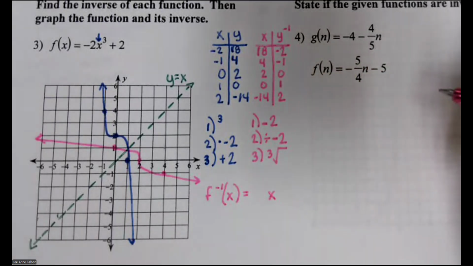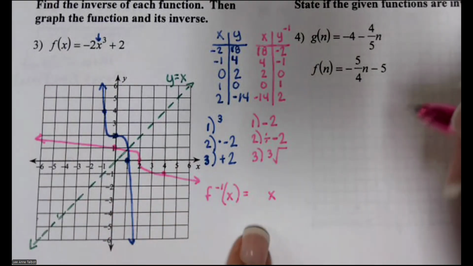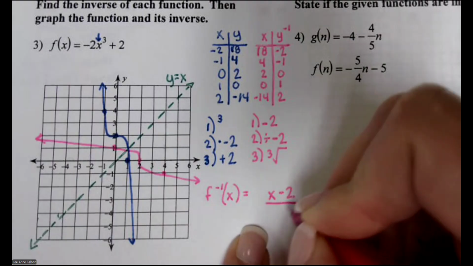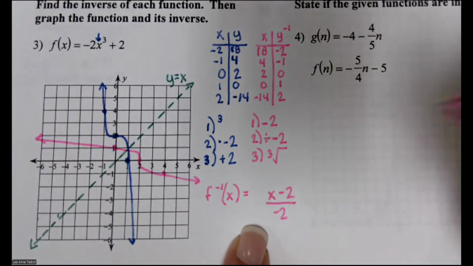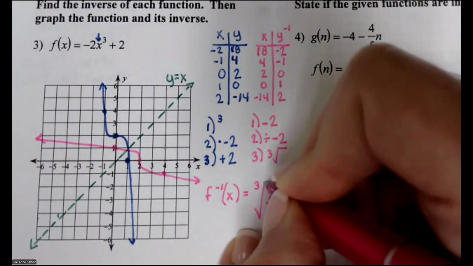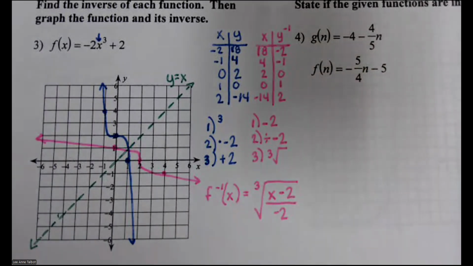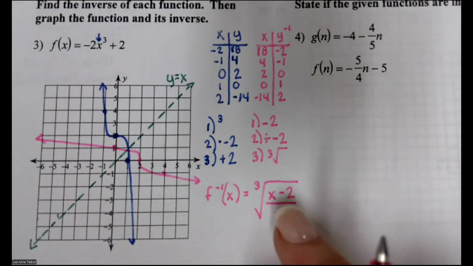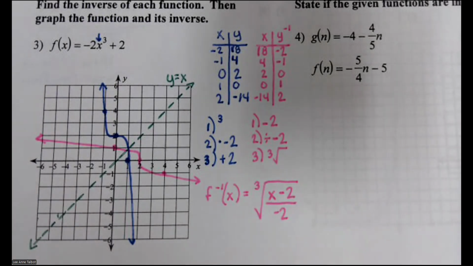We start with an x. Minus 2. Divide by negative 2 on everything. Cube root everything. And then if you're feeling feisty on the test, if I were you, I would just put this guy into the Y2 and just make sure that it looks like it's supposed to look.